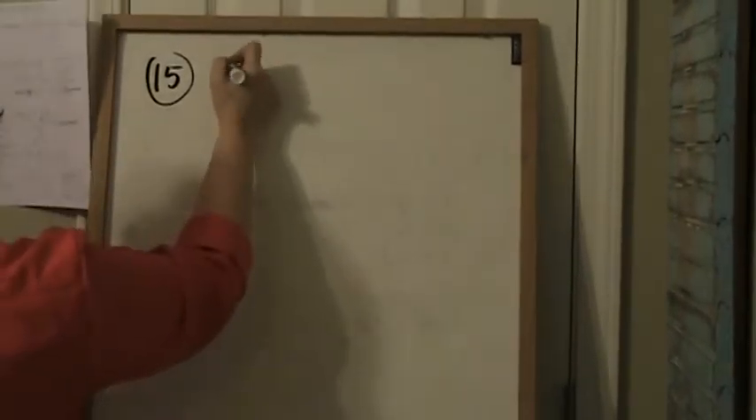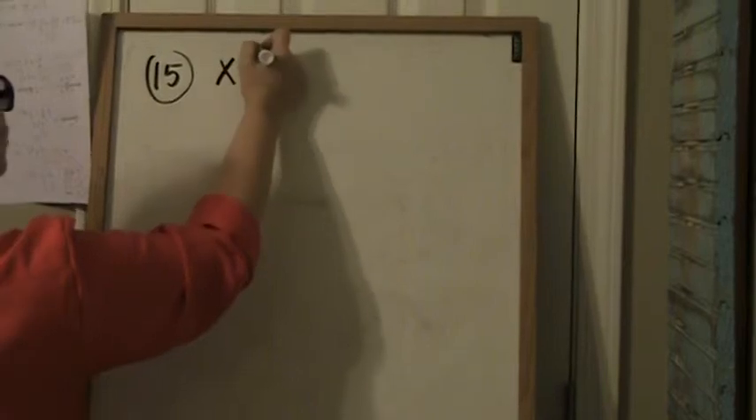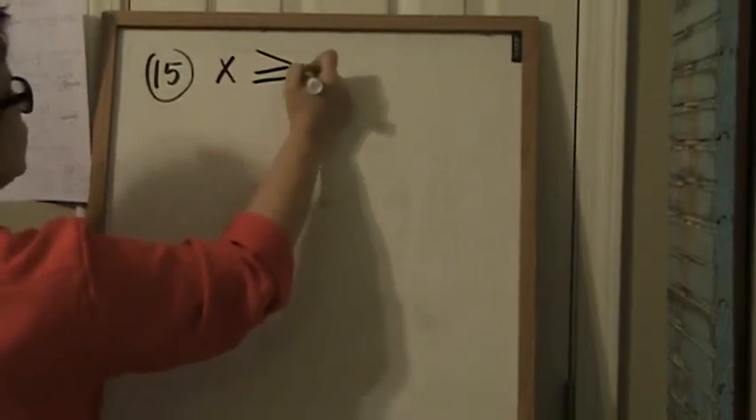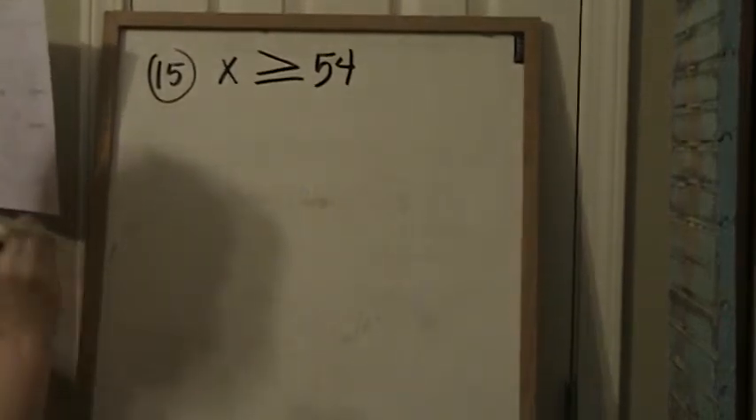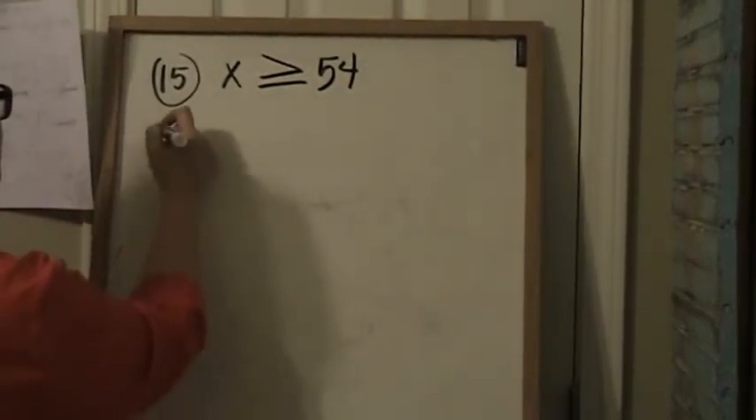All right, now for 15, 16, and 17, they give us a written statement and we have to write an inequality for it. Number 15, you must be at least 54 inches tall to ride Batman the Ride. At least 54 inches, so what you are needs to be greater than or equal to 54. If you're right at 54 inches, you can ride it.